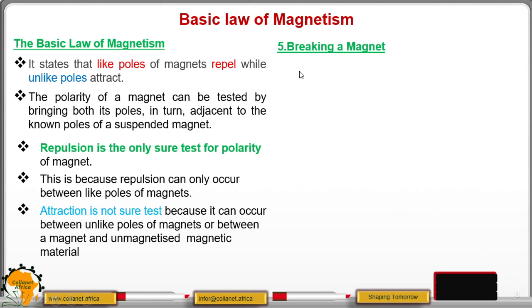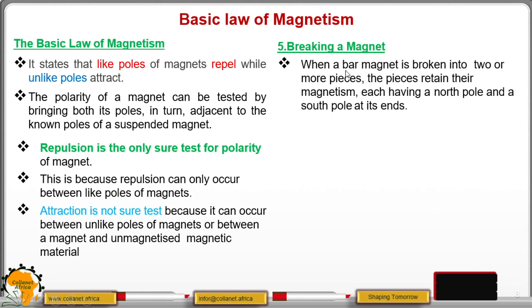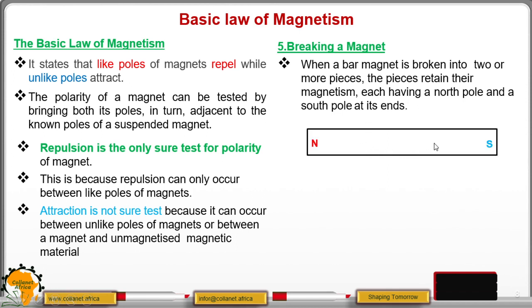Then from there we move to the fifth property, that is the breaking of a magnet. Now when a bar magnet is broken into two or more pieces, the pieces retain their magnetism. We say that the magnetism is not lost. So each piece has a north pole and a south pole, as shown. This is our bar magnet. It has a north pole and a south pole.